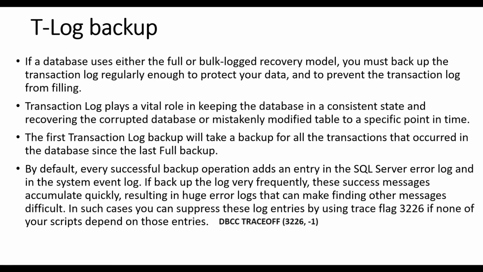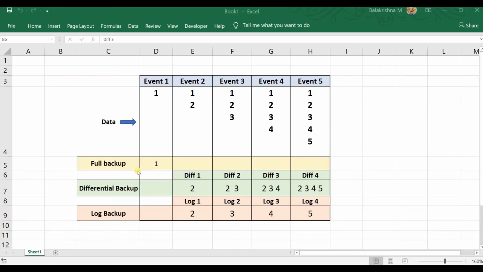Let us now see the differences between a differential backup and a transaction log backup. Differential backups are cumulative, whereas transaction log backups are incremental. So here I have a total of 5 events. For each event I am going to add one numeric number, that is 1, 2, 3, 4 and 5. And in each event we will perform a differential backup and a log backup, and you will see what happens. First, in event 1, I have 1 in the record.